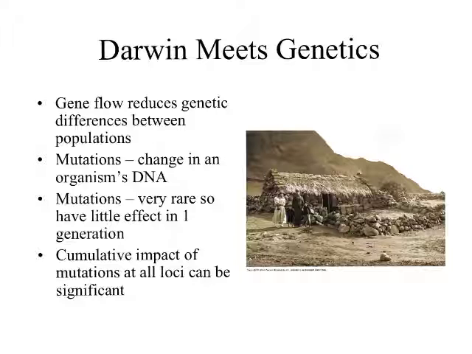Mutations can also, like we saw before, change the organism's DNA, but they are so very rare in those long-term generation organisms that they're going to have pretty little effect on the actual population. But if there are a lot of mutations over time, we can get a cumulative impact of those mutations on a population. Although, like I said, this is much more rare than the genetic exchange or genetic recombination of genes and alleles through gene flow.